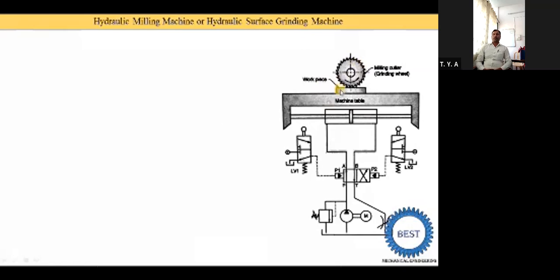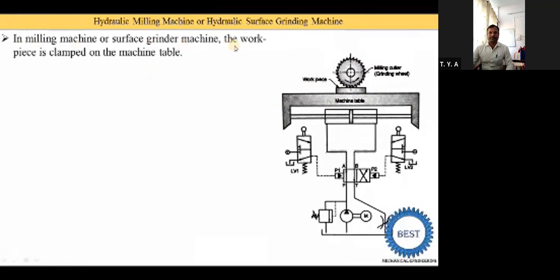Here you see this workpiece, and the workpiece is fit on the machine table. We know that the machine table reciprocates or moves in these directions, and the milling cutter or grinding wheel rotates. So in a milling machine or a surface grinder machine, the workpiece is clamped on the machine table. Here you see this is the machine table, and on the machine table the workpiece is clamped.